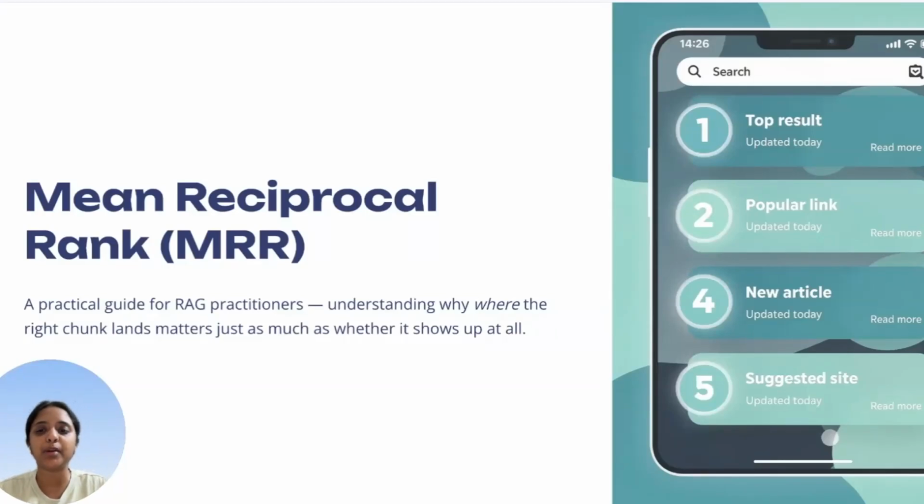Today we are going to learn about mean reciprocal rank. This is a continuation from yesterday's video where we talked about hit rate. Hit rate is the measure where we understand whether the document that was retrieved was present in the top K chunks or not. From here on, we are going to understand the position of the retrieved chunk in the top K.